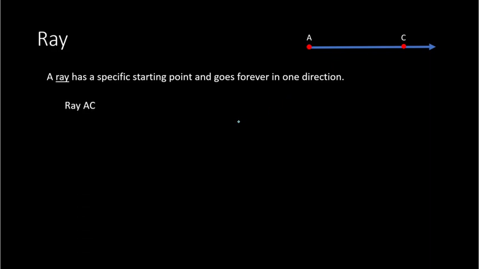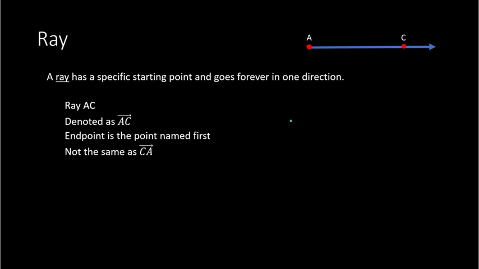And with the notation, we can write this as AC, and then write a ray symbol above it. Now take note that when you're writing a ray, the endpoint must be named first, meaning that this would not be the same thing as ray CA, because ray CA would indicate that we're starting at C and going to the left through point A, which is not accurate, right? We're starting at point A, going through point C to the right. So a ray, again, has a specific starting point and goes forever in one direction.